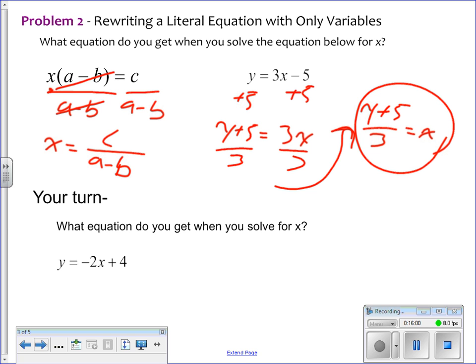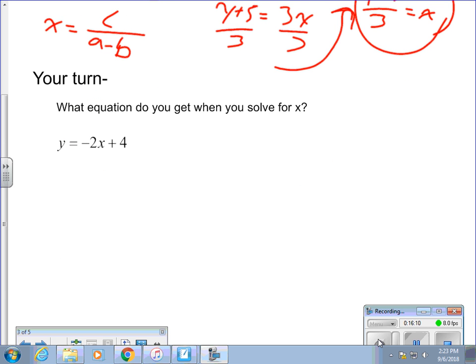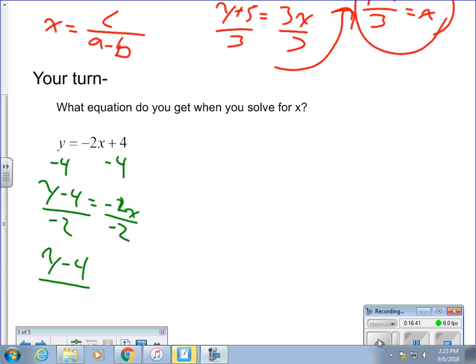Okay, your turn. Y equals negative 2X plus 4. Do that one. Okay, so my first step, if instead of Y here I had, let's say, 10, my first step would be to subtract 4 from both sides. So my first step is to subtract 4 from both sides. Y minus 4 is equal to negative 2X. And once again, I want to get X by itself. I have negative 2 times X, so I do the opposite of that. Divide by negative 2. And I get Y minus 4 over negative 2 is equal to X.